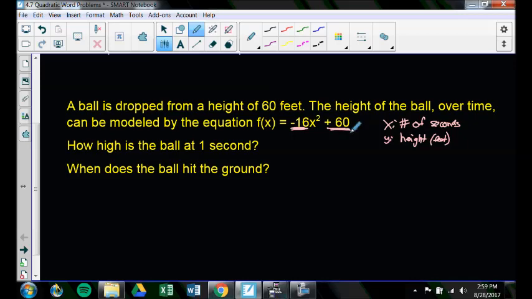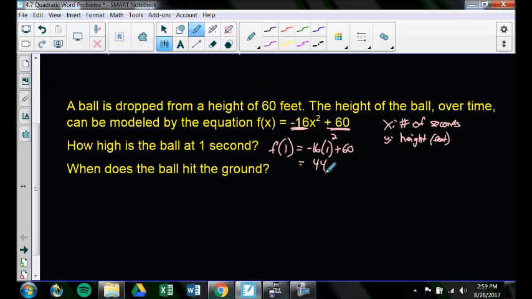How high is the ball at 1 second? We're trying to find the height, knowing the time. Well, since x is time, we plug in 1 for x. F of 1 is negative 16 times 1 squared plus 60, which is 44. The ball is 44 feet high.